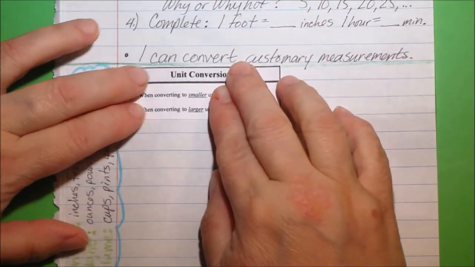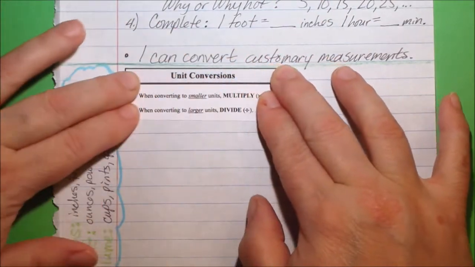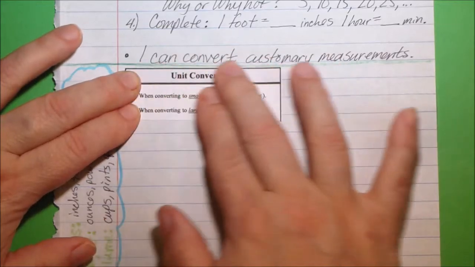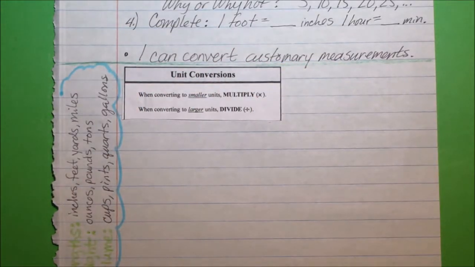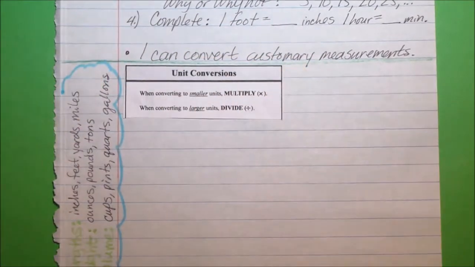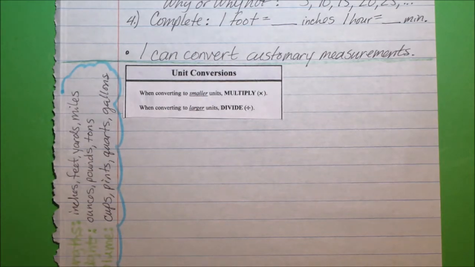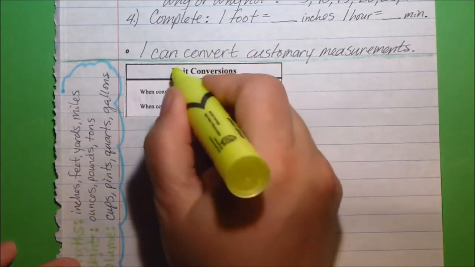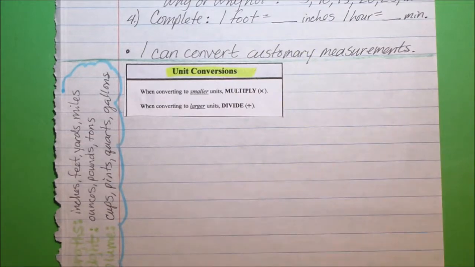Unit conversions, how do we do it? Unit conversions means that we're converting different kinds of units. So like inches to feet, or feet to yards, or days to weeks, or minutes to hours, those kinds of things. All right, and there's a way that we do that, and that's what we're going to learn in this lesson. All right, so unit conversions. What's on this little slip I just glued is really the key to understanding this lesson.